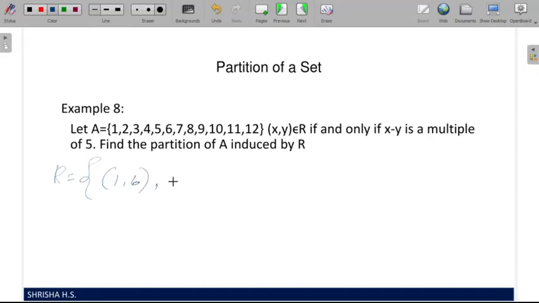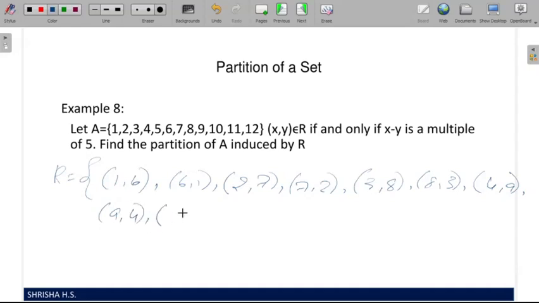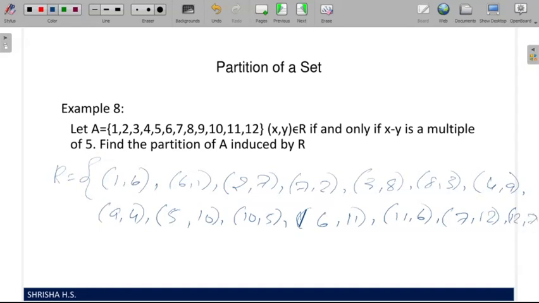So (6,1), (2,7), (7,2), then (3,8), (8,3), and next (4,9), (9,4), (5,10), (10,5), (6,11), (11,6), (7,12), (12,7). Apart from that, the pairs which differ by 10.